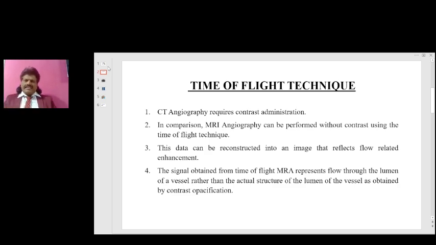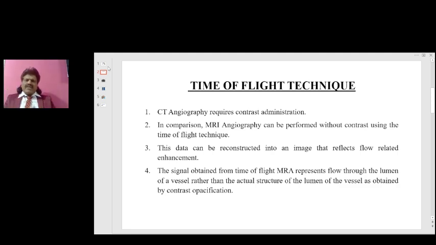Time of flight technique. CT angiography requires contrast administration. So when we do CT and we would like to visualize the vessels, we give contrast. So CT angiography requires contrast administration. But in comparison, MRI angiography can be performed without contrast using the time of flight technique.